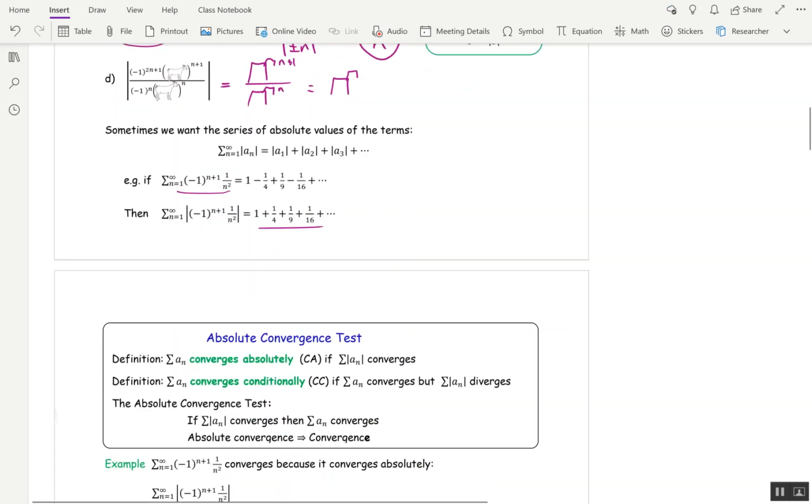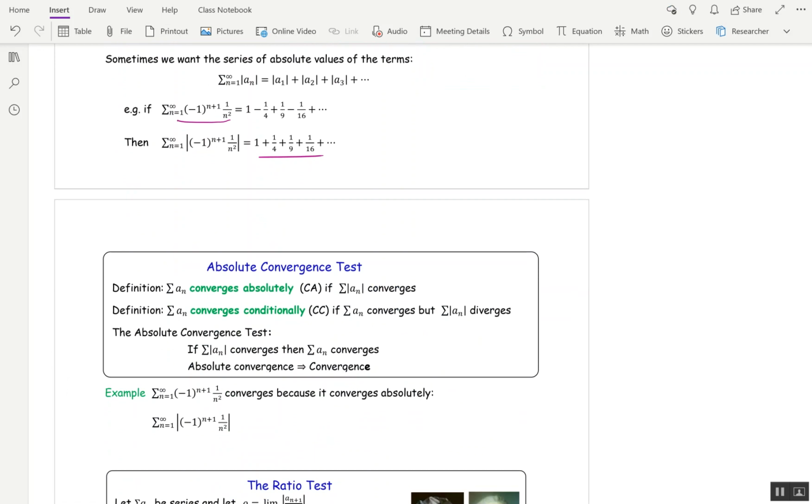Okay, absolute convergence test. A series, these are definitions. A series converges absolutely, which for shorthand I'll go CA, or sometimes AC, if the series of absolute values converges. So that makes good sense. A series converges conditionally if it converges, but its absolute value does not converge. That's a little confusing, but we're going to spend a whole section on this next time.